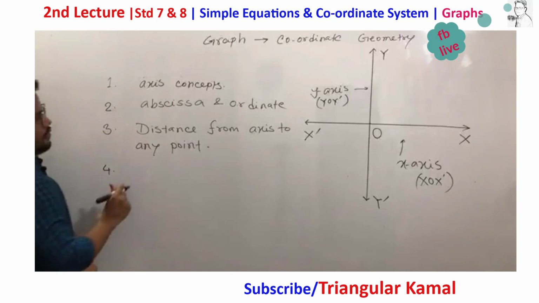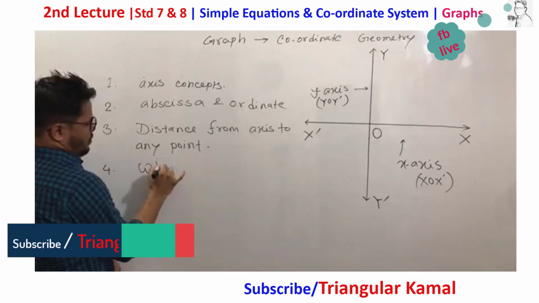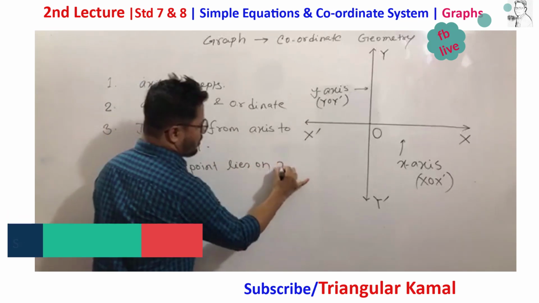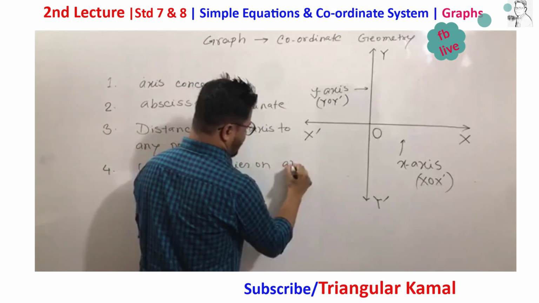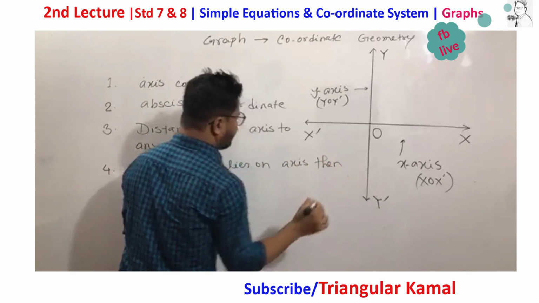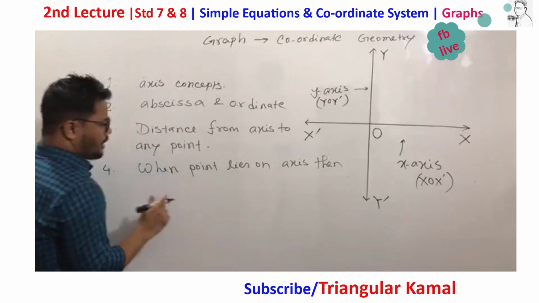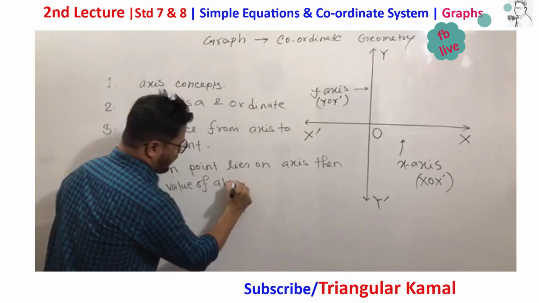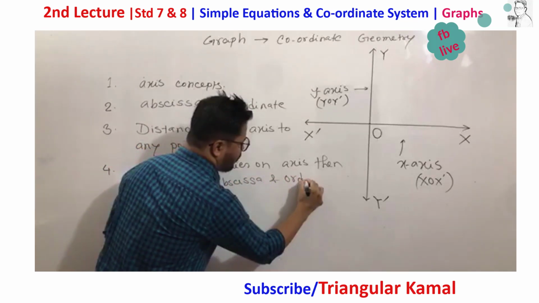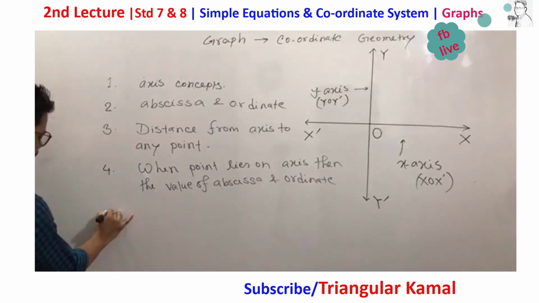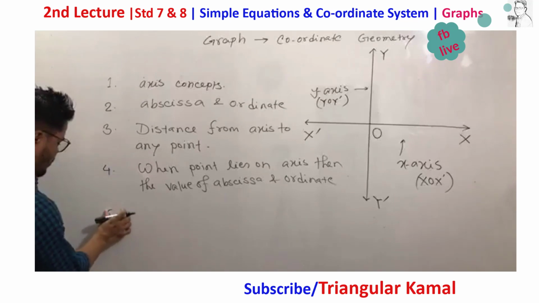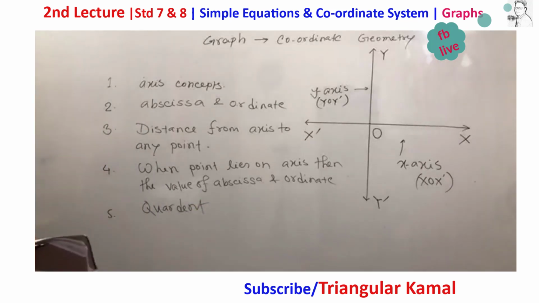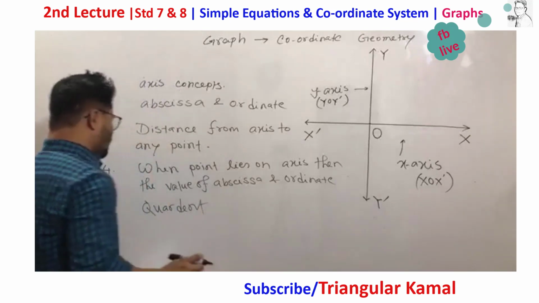Number 4, point lies on axis, then the value of abscissa and ordinate when the point lies on the axis. Number 5, quadrant of any point. So these are the 5 points.